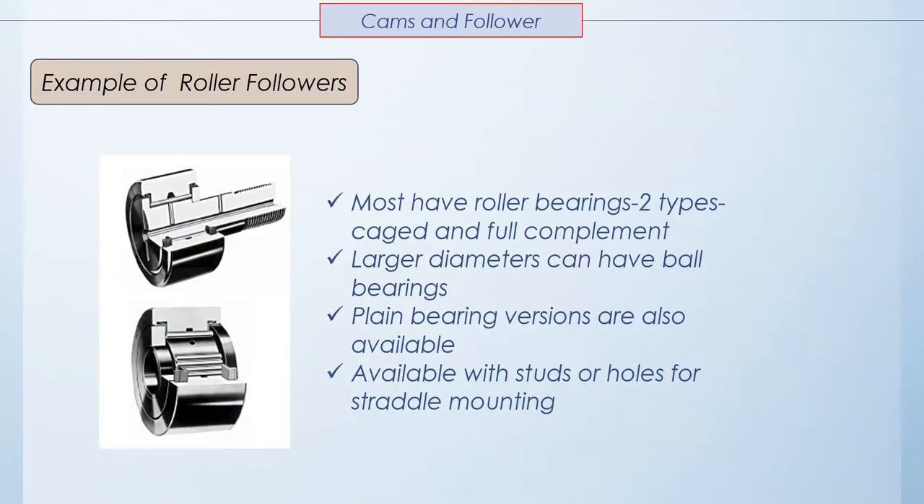So this is an example of roller followers. What do we have? Most have roller bearings, two types, caged and full complement. We also have larger diameters that can have ball bearings. Then plain bearing versions are also available, available with studs or holes for straddle mounting. So this figure is an example of the roller followers, which is basically needed in order to have a good mechanism.